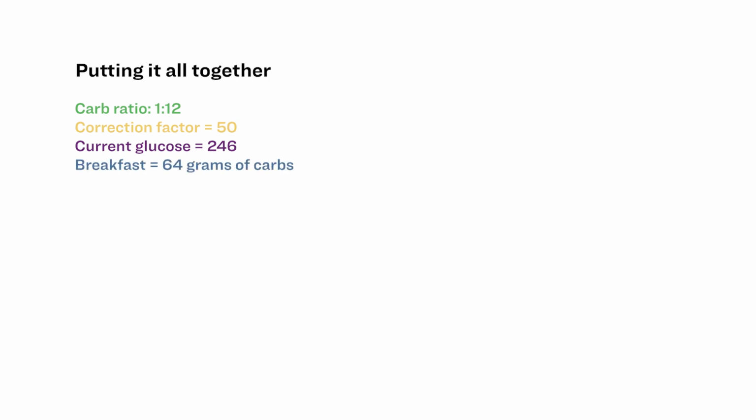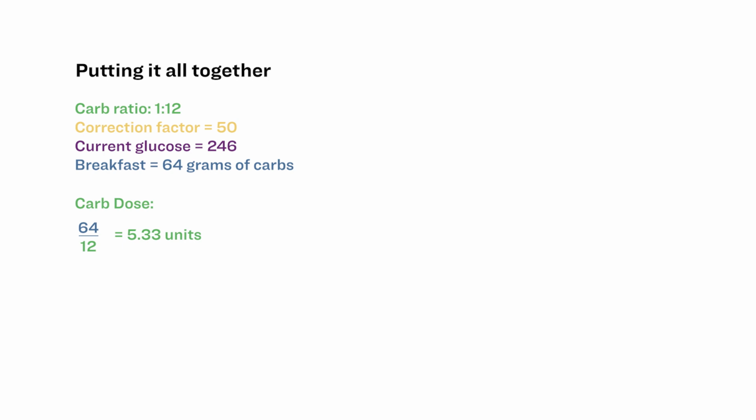Now let's do one final example, putting it all together. Your child is getting ready for breakfast. Their carb ratio is 1 to 12, and their correction factor is 50. You check their glucose before eating, and it is 246. Your child is going to eat 64 grams of carbohydrates. Begin by calculating the carb dose. To do this, you will take 64 divided by 12 and get 5.33 units.